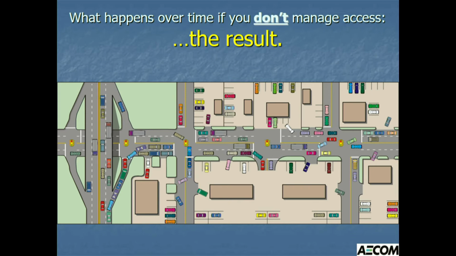So what do we have here? This is almost like a Where's Waldo of access management. We have 5 signals in a very short distance. How do you achieve any kind of signal progression? You really can't. We have frequent access points or open access. What are the safety implications? What are the operational implications? What's the life of this road?